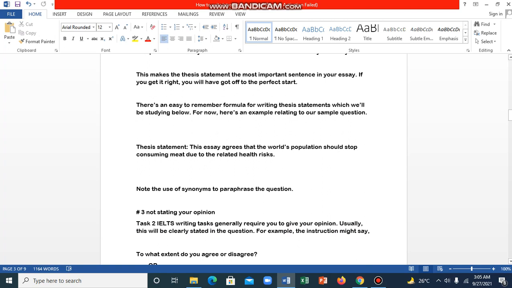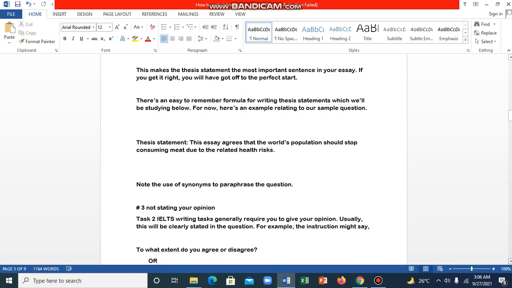Thesis statement. अब यहाँ पे एक sample हमने लिया हुआ है. This essay agrees that the world's population should stop consuming meat due to the related health risks. ठीक हो गया, ये आपका thesis statement हो गया.